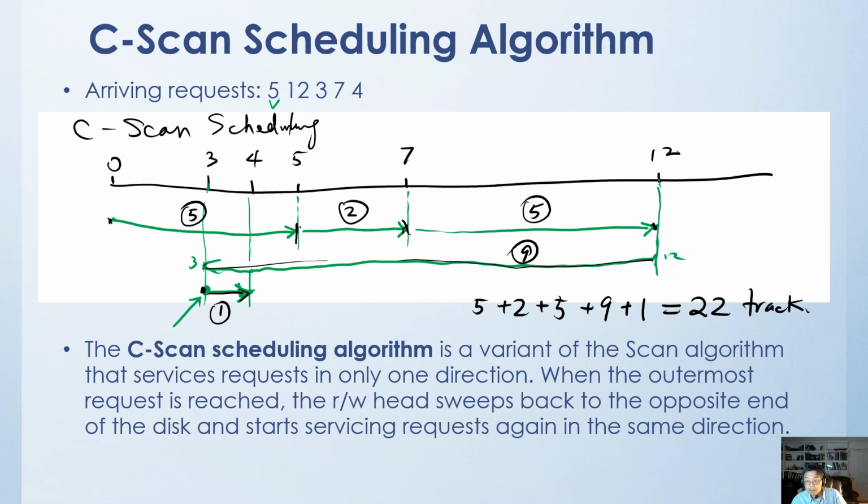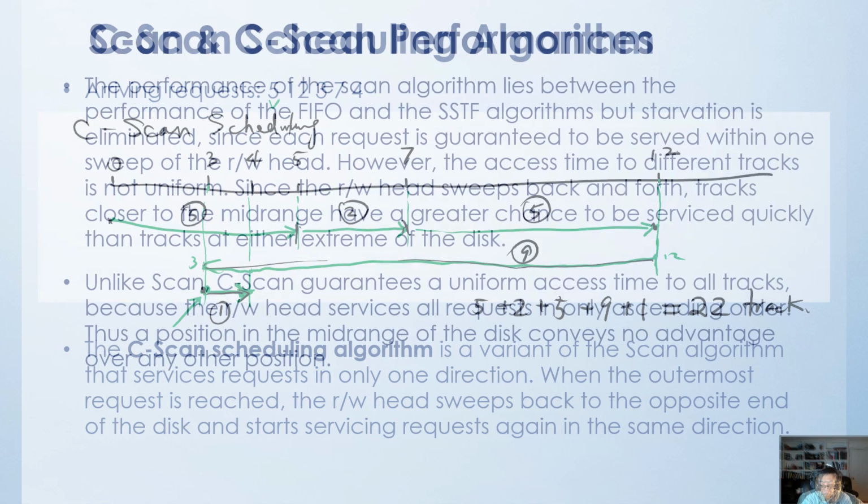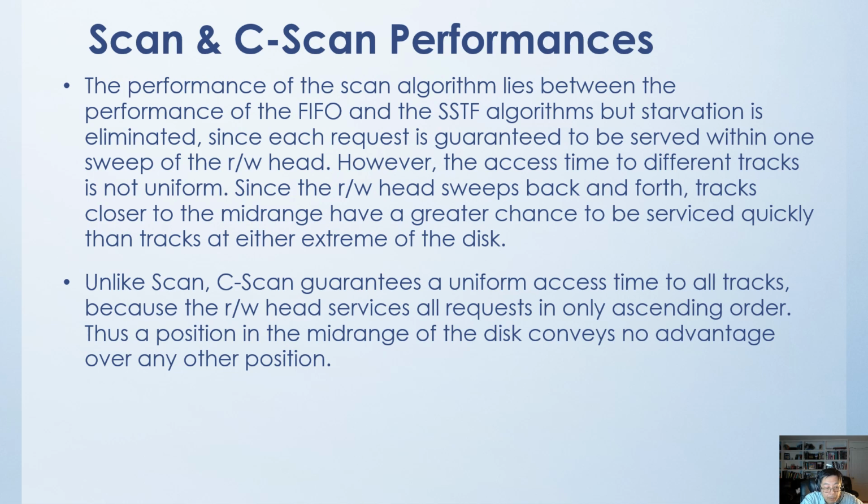Okay. So that's the C-scan scheduling algorithm. It's pretty much the same as scan, but instead of servicing tracks in the opposite direction, it does not. It just travels all the way to the opposite end, and always follows one direction to service the tracks. Okay. In this last slide, we're going to talk about the performance of the scan and C-scan algorithms.